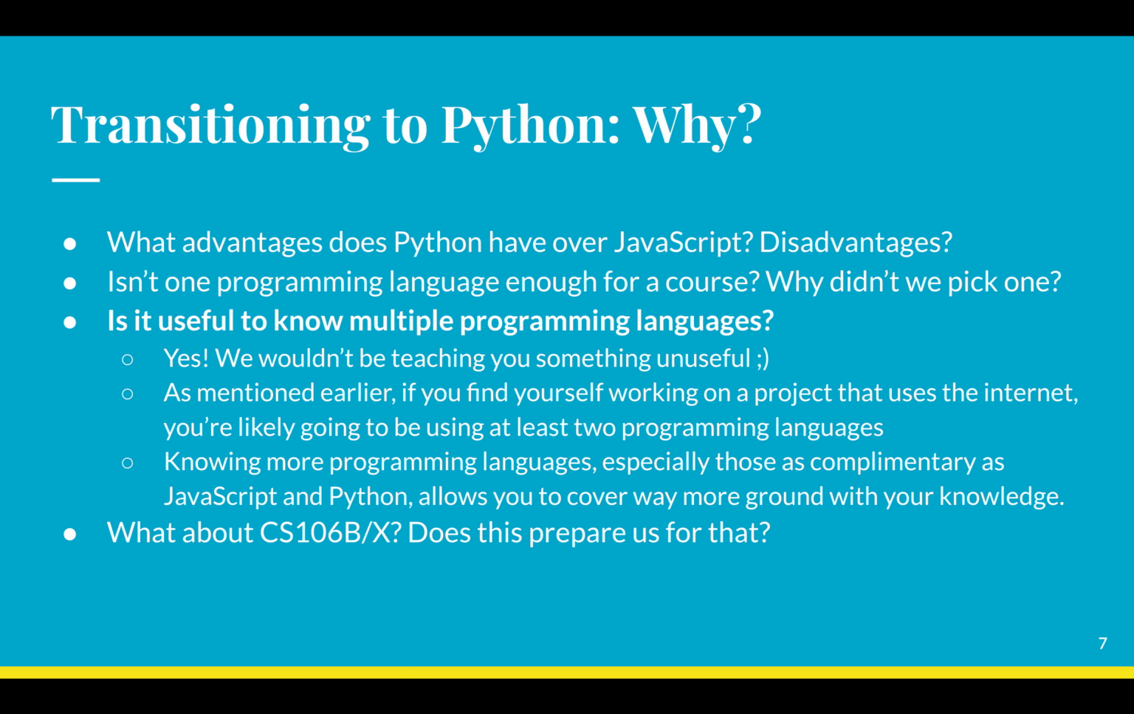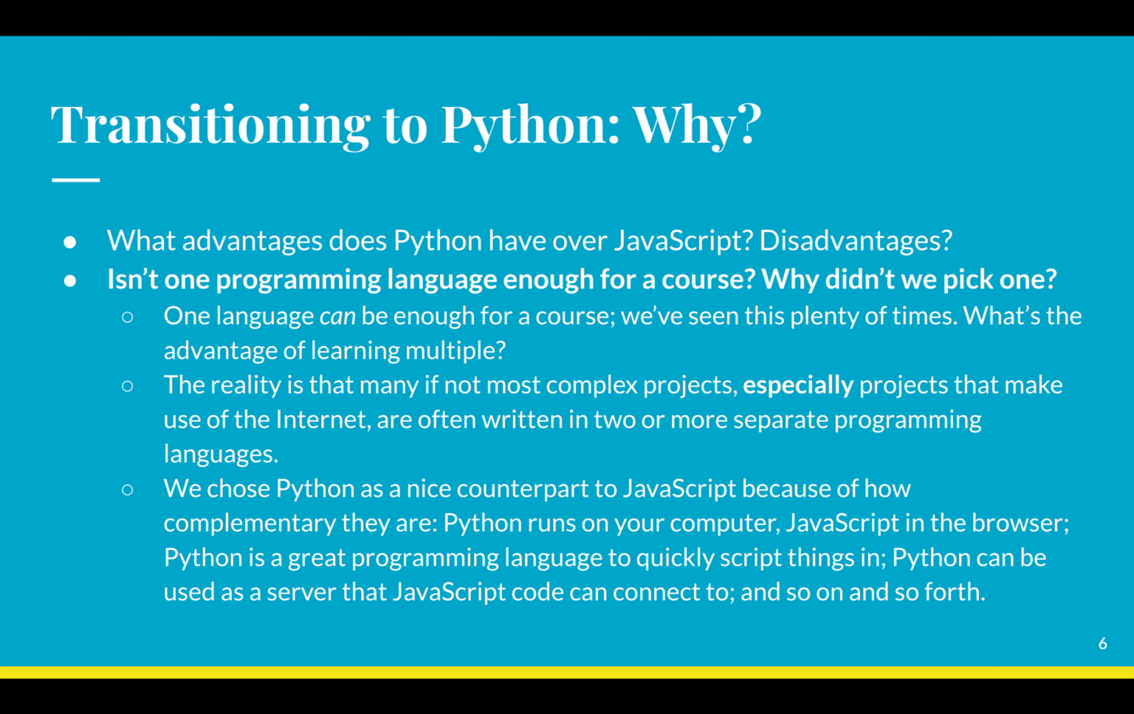The next thing that people wonder is, is one programming language enough for a course? Why are we doing multiple? Yes, one language can be enough for a course. In fact, many Stanford CS courses only teach one language, but we've chosen to teach both. And yes, it's useful. We wouldn't waste our time teaching two languages if we thought it wasn't going to be useful to you. In reality, most complex projects, especially those that involve web programming, are going to use two or more separate programming languages. We chose Python as a counterpart to JavaScript because they really do complement each other.